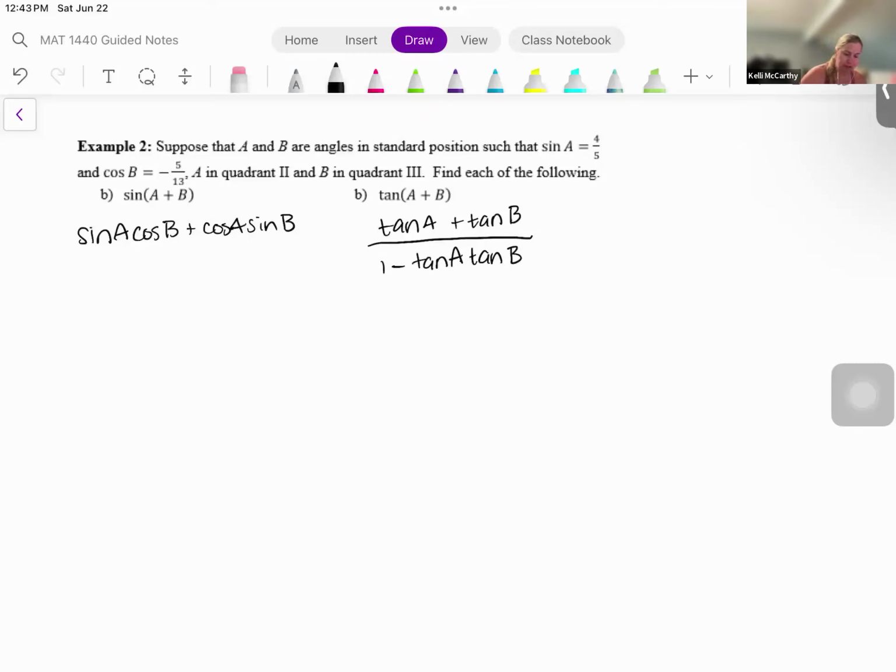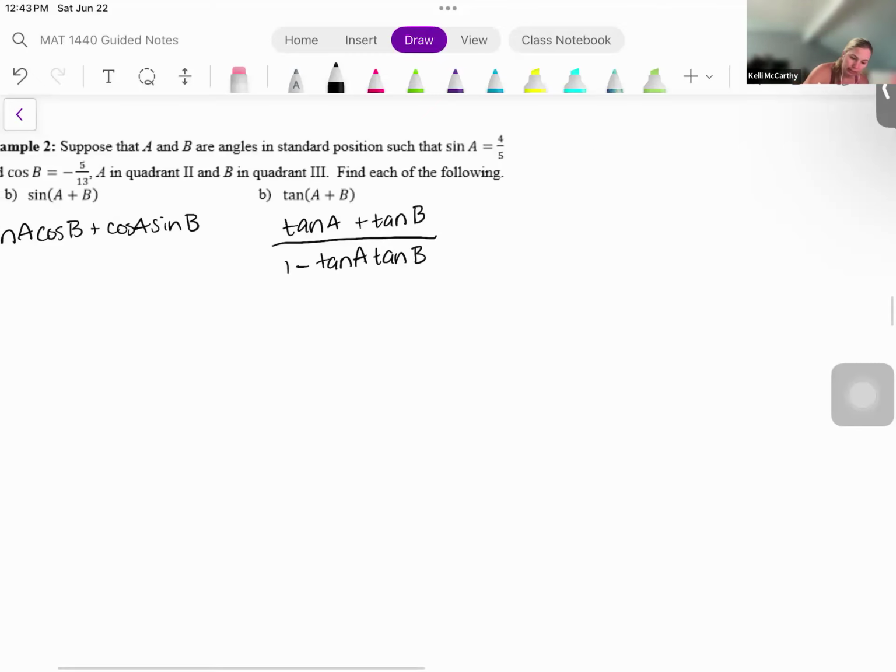And over here in my margin, we're going to set up those pictures for angle A and angle B. Angle A is in quadrant 2, so I'm going to emphasize quadrant 2 here and sketch just a triangle inside quadrant 2. So here's my angle A. We're told that sine of A is 4/5, so that's going to be opposite over hypotenuse.